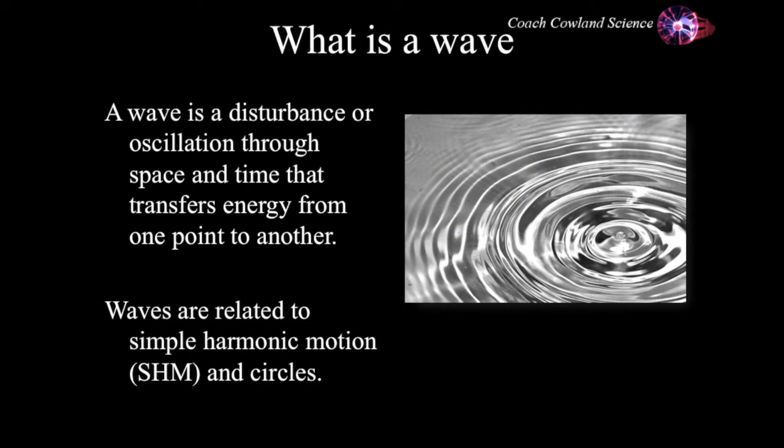So a wave is a disturbance or oscillation through space and time that transfers energy from one point to another. One of the important things to consider is that it's energy that's moving, but not the actual matter itself. Waves are closely related to simple harmonic motion and circles, and some of the variables and equations from the other two sections are also prominent in this unit as well.